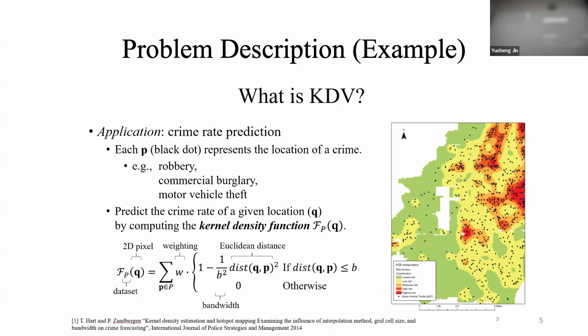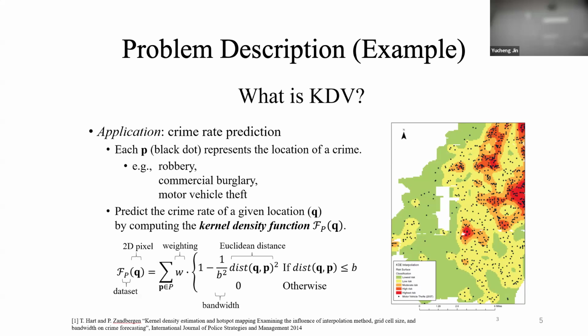So if I have this figure, then I have this verse, you just present this verse based on this figure. Then it is much easier for the audience to understand. For example, if I say, oh, each P represents the location of a crime, maybe robbery, commercial burglary, or motor vehicle theft. And then I want to predict the crime rate of a given location Q. That's going to be a pixel Q at a location. That's a pixel here. I want to predict the density value.